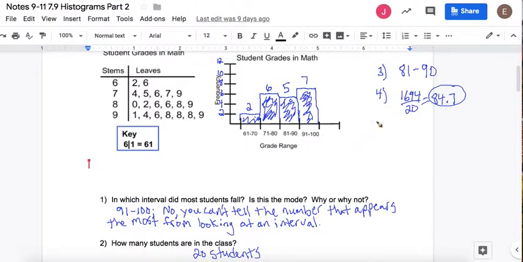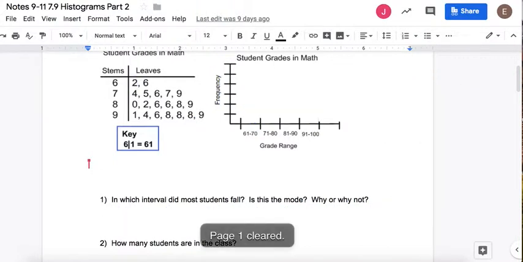And number 5 said, what is the range of the data? Remember, that's the biggest number minus the smallest number. So here's the biggest, here's the smallest. So we're going to do 99 minus 62, and that will equal 37. So the range is 37. Biggest number minus the smallest number. Okay, turn the page.